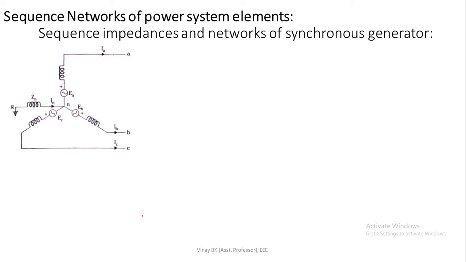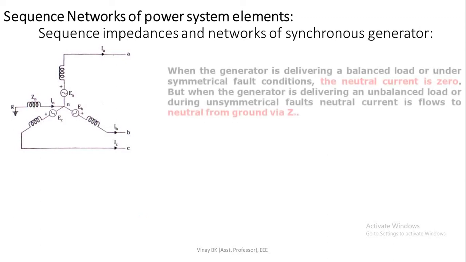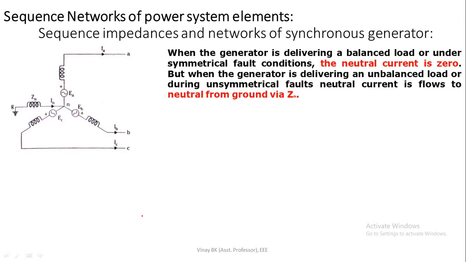So now, whatever we just discussed: when a generator is delivering a balanced load under symmetrical fault conditions, the neutral current is zero. If it is delivering an unbalanced load, a neutral current flows from neutral to ground via Zn.